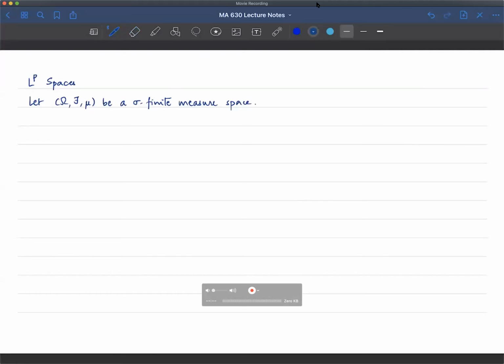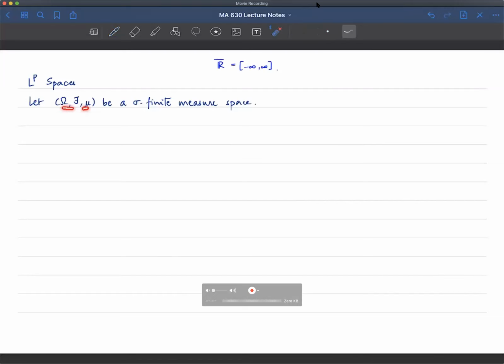So we start with: let (Omega, F, mu) be a sigma-finite measure space. I will state this as an analysis result. Of course, by just changing the names, it carries over to probability. Just one thing, we have used this symbol before. In case you've forgotten, R bar is the extended real line, which is the closed interval from minus infinity to infinity. All right, so I want to define what L^p spaces are.